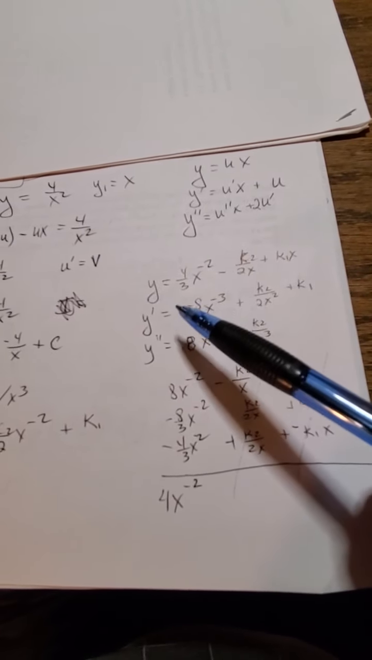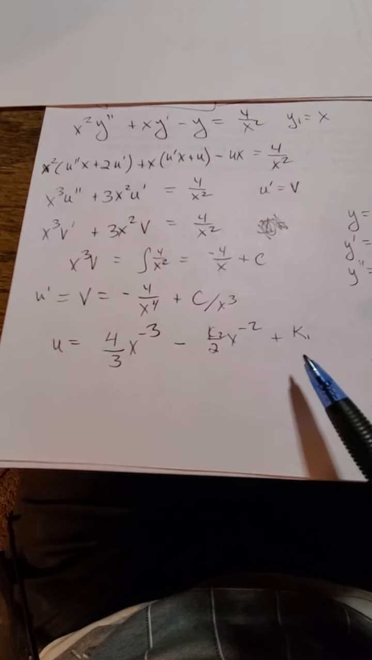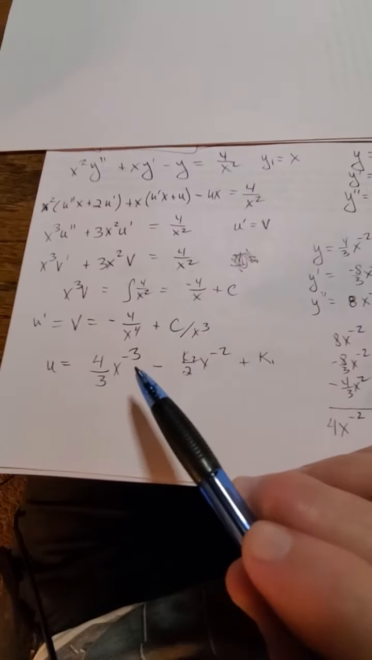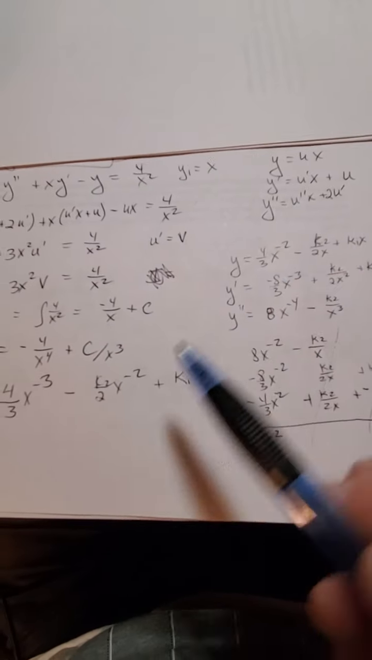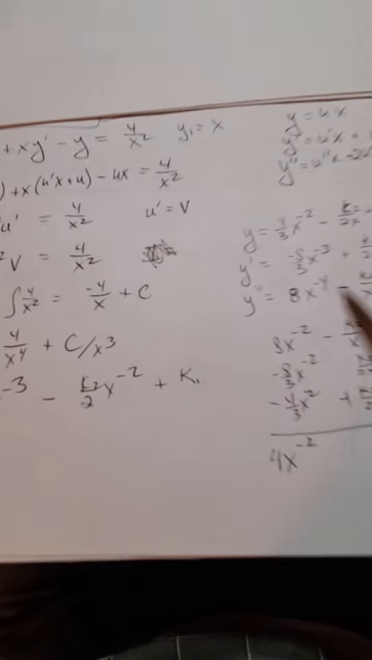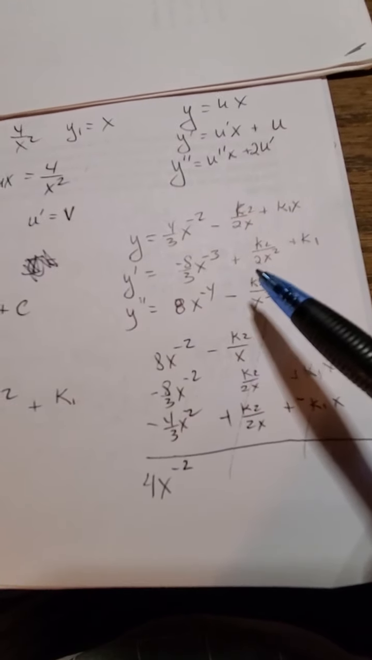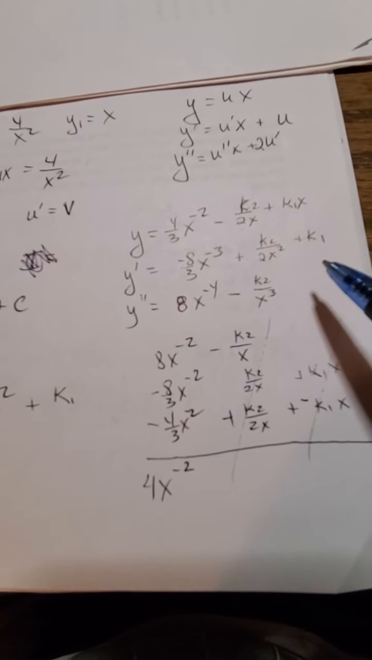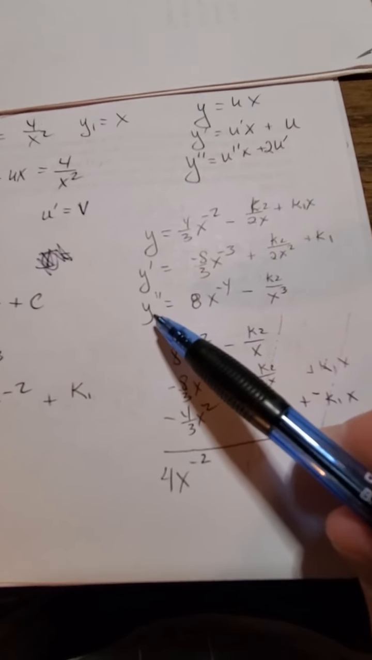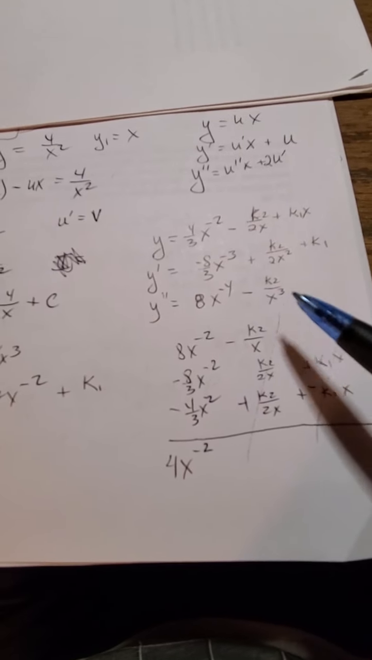So I'm going to multiply u by y1, but y1 was just x. So y is now, instead of x to the negative 3, that becomes x to the negative 2. Instead of x to the negative 2, that becomes x to the negative 1. And instead of k1, that becomes k1x. y prime is negative 8/3 x to the negative third plus k2 over 2x squared, plus k1. Again, I'm just taking derivatives. The second derivative is 8 x to the negative fourth minus k2 over x cubed.